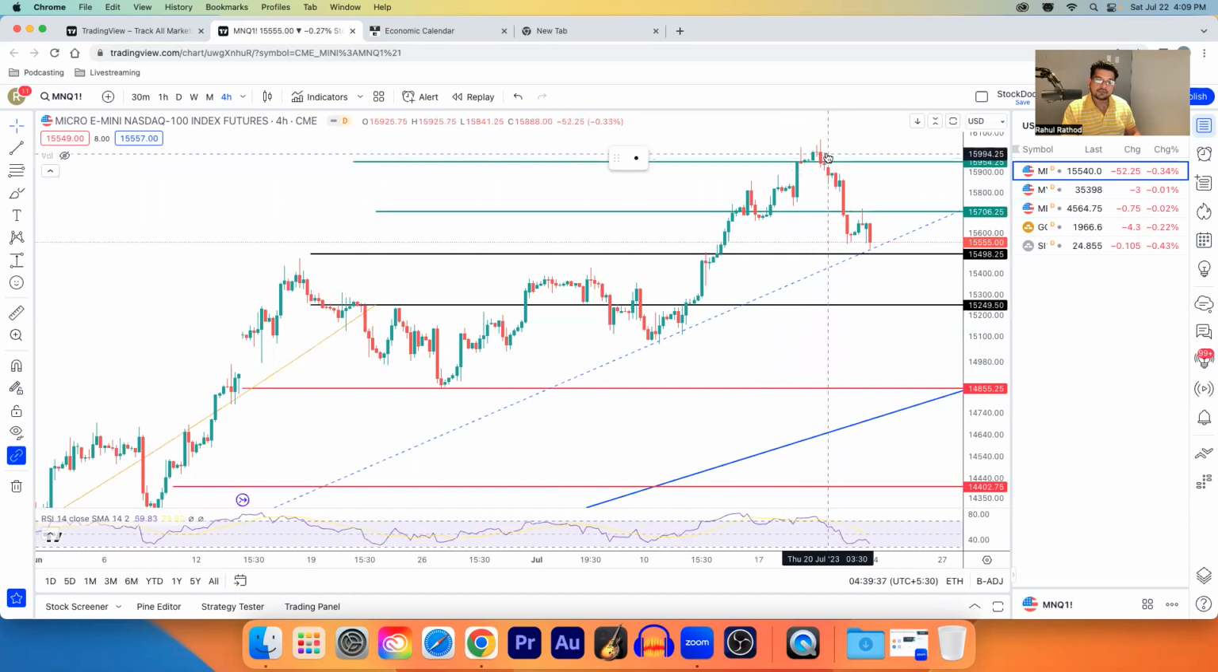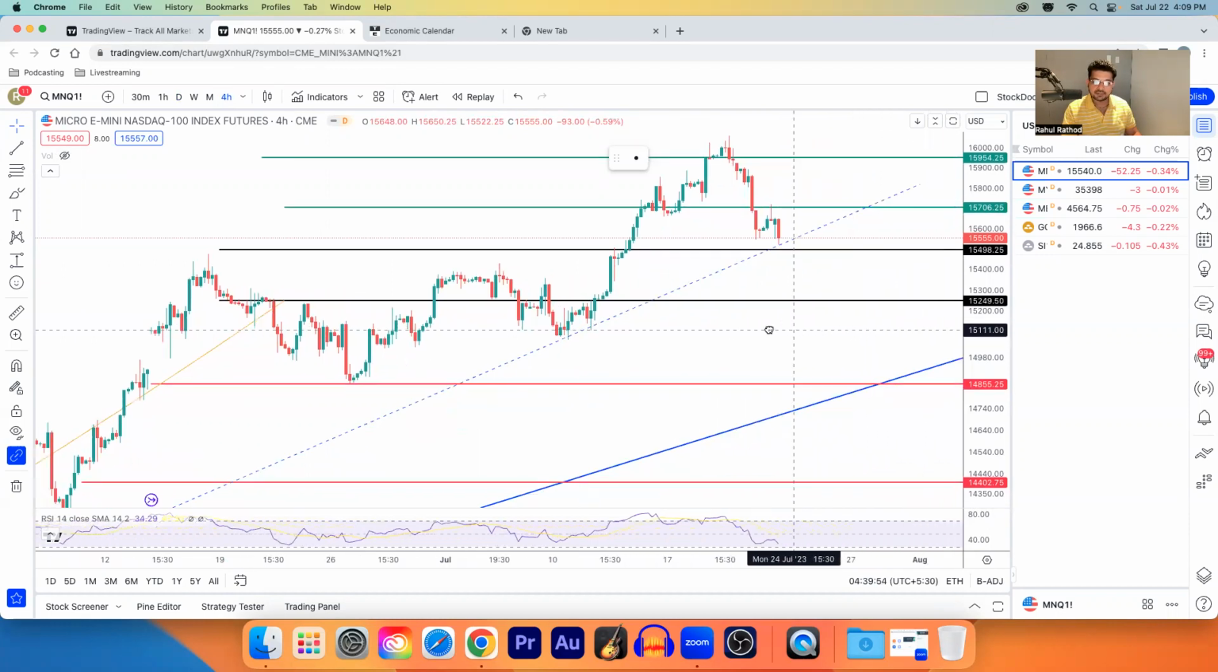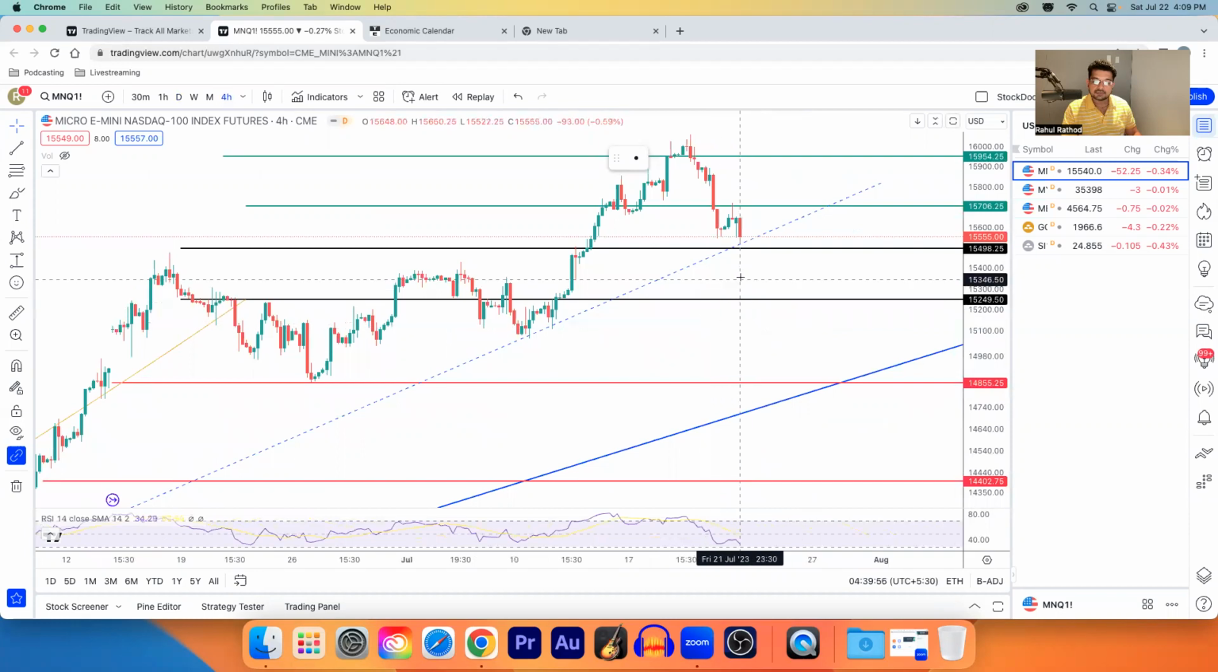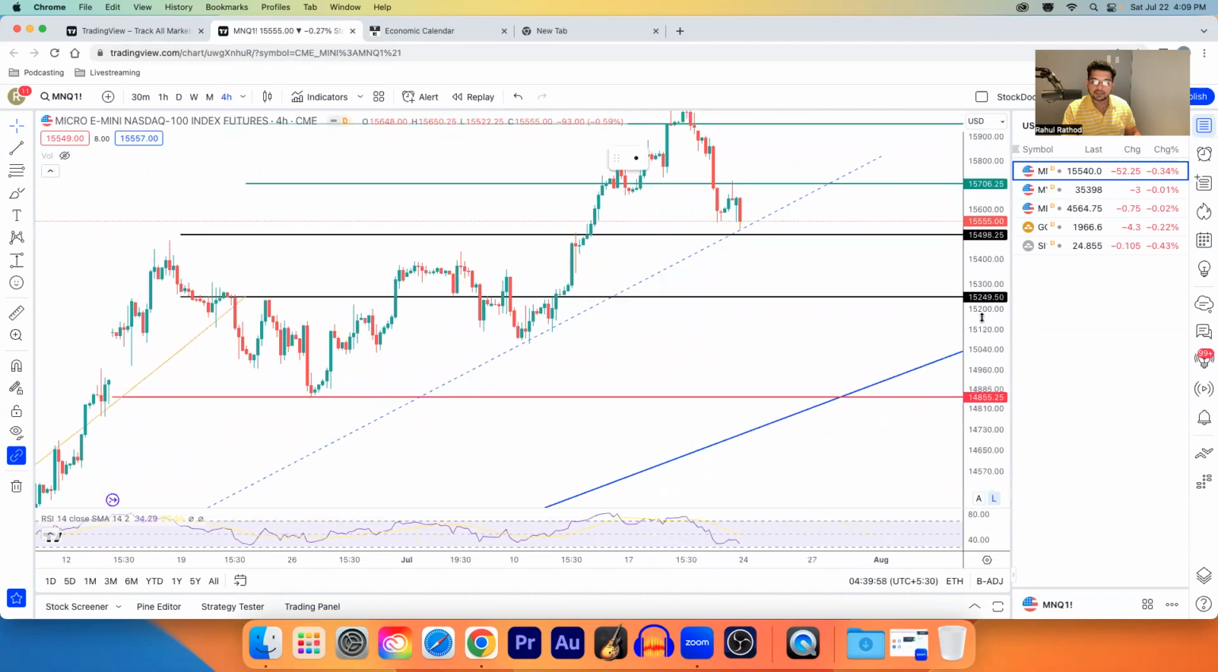After it achieved the targets, it again started coming near to the previous resistance, which is support now, that is the zone of 15,500 to 15,250. Now my stake is very clear. I think the market needs a good pullback again.